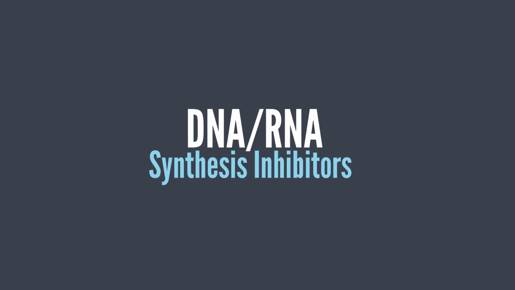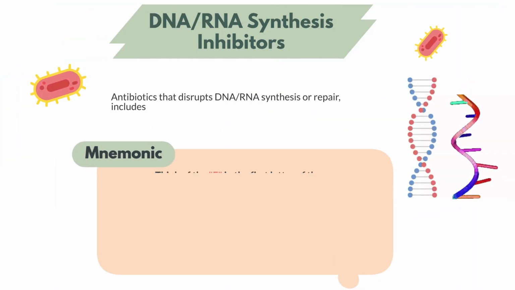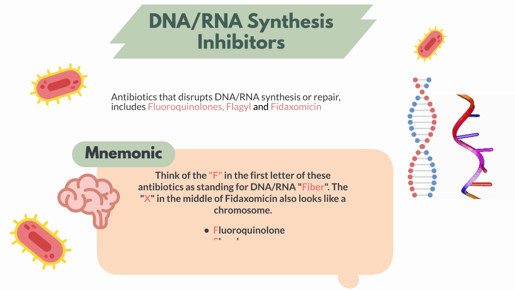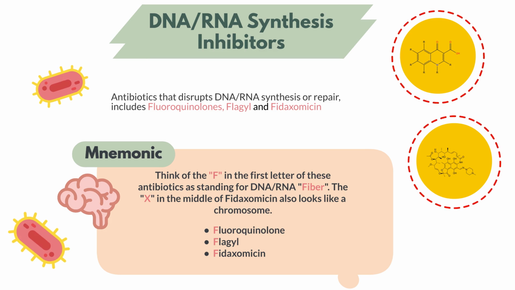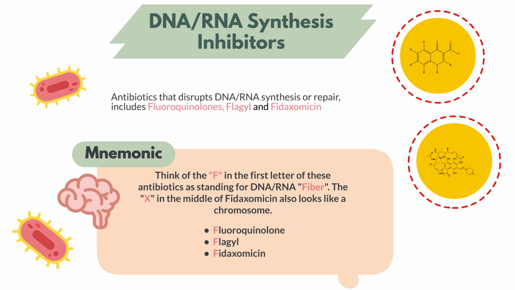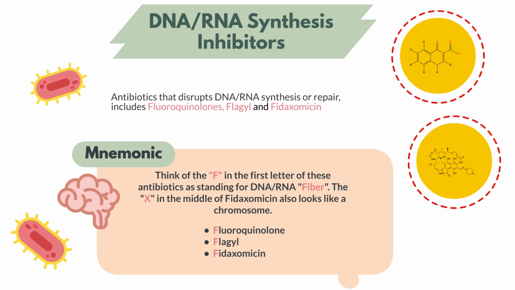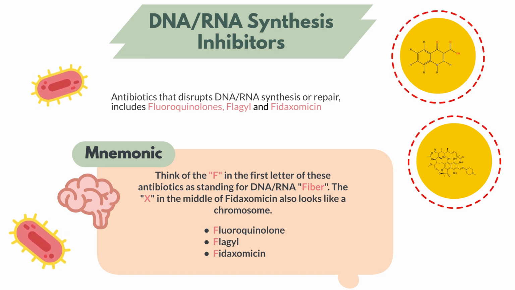Moving on to our next class of antibiotics, we find ourselves exploring the realm of DNA-RNA synthesis inhibitors. Within the intricate machinery of bacterial cells, DNA and RNA play pivotal roles in reproduction and protein synthesis. Antibiotics like quinolones and rifampin interfere with these processes, disrupting the bacteria's ability to replicate and multiply. This disruption proves to be lethal for the bacterial population.